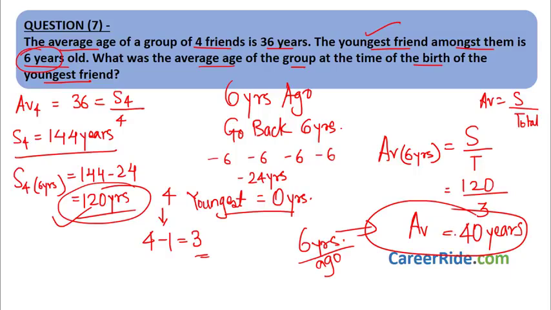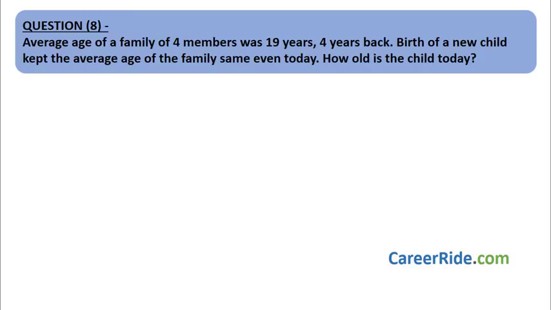Moving to question number 8. The average age of a family of 4 members was 19 years 4 years back. The birth of a new child kept the average age of the family the same even today. How old is the child today? Again we have the average, so average is the sum of observations divided by the total number of observations. So here it would be the sum of the ages of all family members divided by the total number of family members.